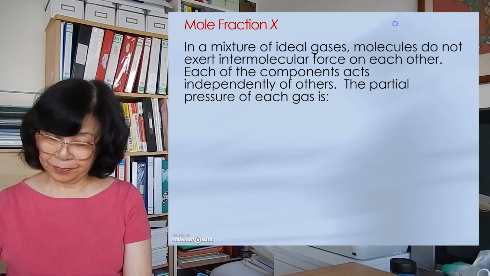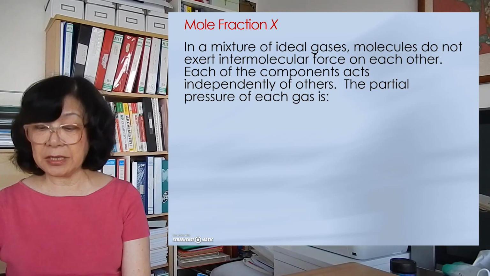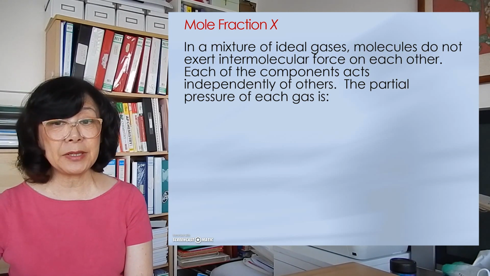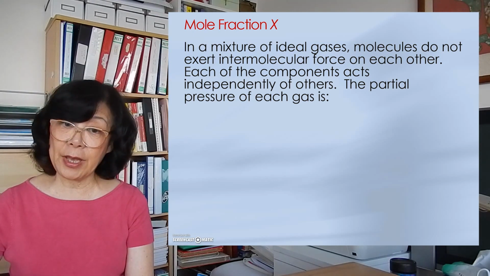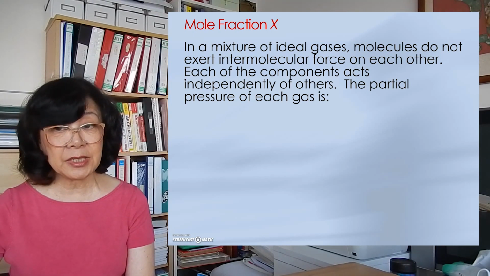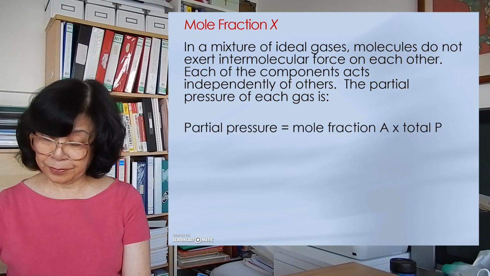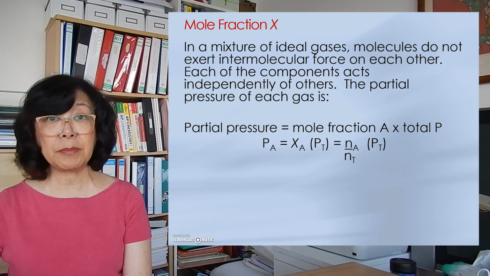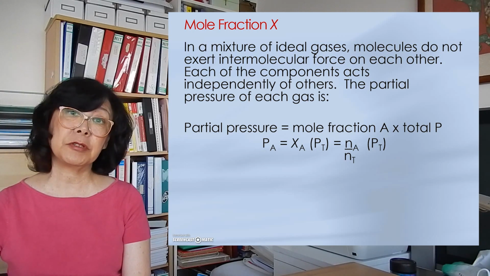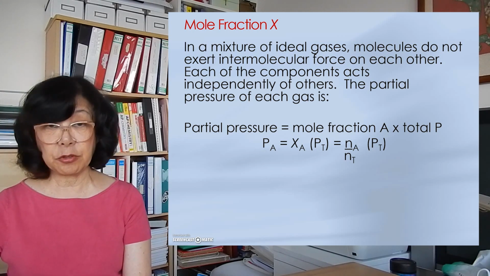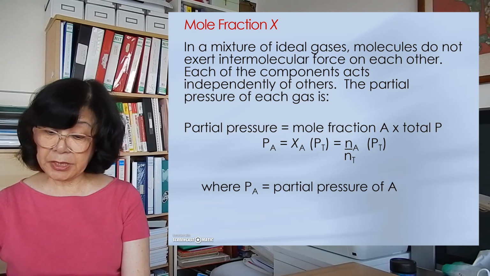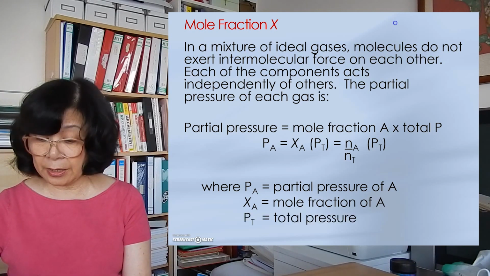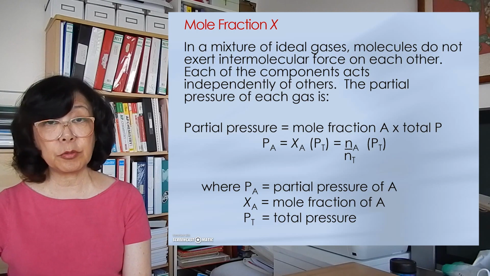Mole fraction. In a mixture of ideal gases, the molecules do not exert intermolecular force on each other. Therefore, they act independently of one another. The partial pressure of each gas is equal to the mole fraction of that gas times total pressure. So the partial pressure of A is equal to the mole fraction of A times total pressure P sub T, which is equal to the moles of A over moles total times total pressure, where P sub A represents partial pressure of A, chi of A represents mole fraction of A, and P sub T means the total pressure of the system.